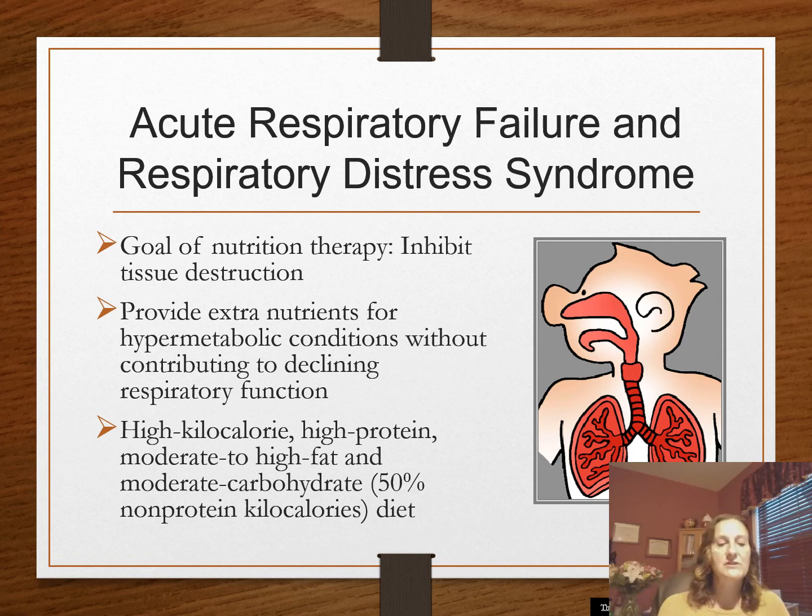So the goal of nutrition for acute respiratory failure includes intervention to repair those tissues and give extra nutrients for the hypermetabolic state. High calorie, high protein, moderate to high fat, and if you're giving enteral tube feedings, there are specific formulas. For example, Pulmicare is the one that I work with for COVID patients in the ICU that are intubated and on enteral feedings. We'll typically initiate Pulmicare because it is high in calories and protein and has a good amount of fat in it.